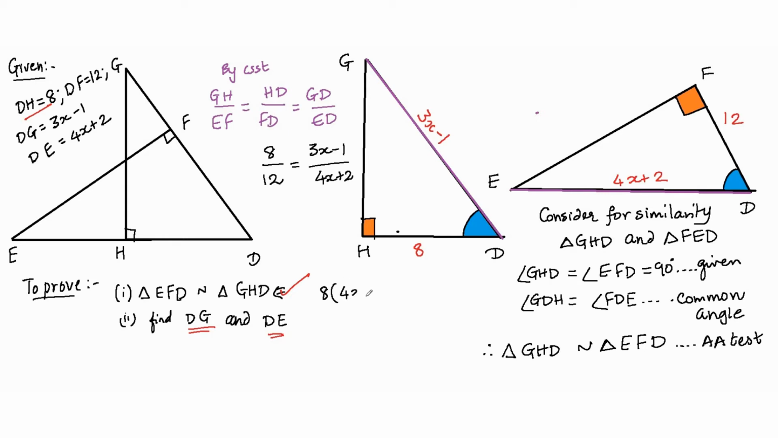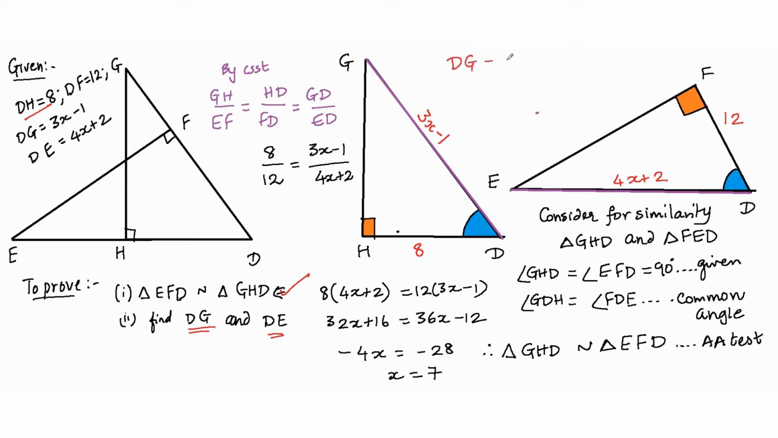So 8 times (4x plus 2) is equal to 12 times (3x minus 1), which means 32x plus 16 is equal to 36x minus 12, which means negative 4x is equal to negative 28, or x is equal to 7. So if x is equal to 7, now I can calculate this side. This side DG is given as 3x minus 1, which is 3 times 7 minus 1, which is 20 units.